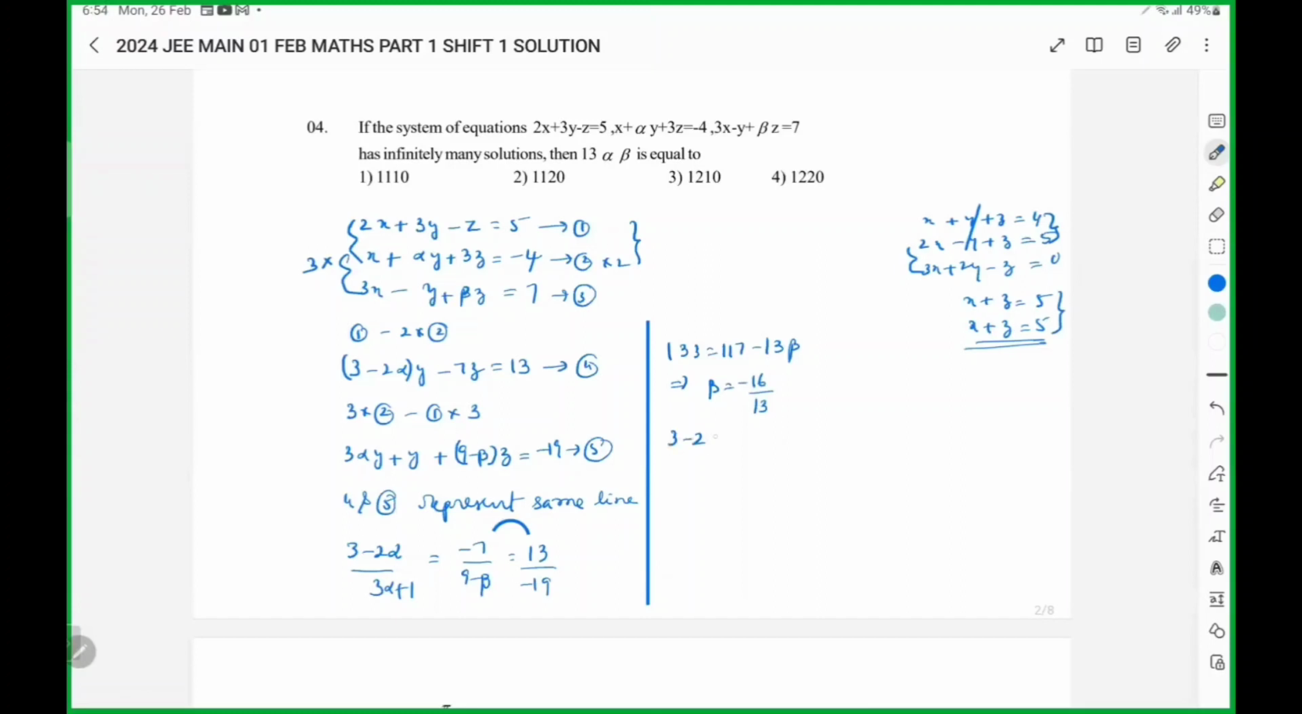So 3 minus 2 alpha into, considering these two, minus 19 is 3 alpha plus 1. 38 alpha is equal to 39 alpha plus 13. Alpha equal to minus 70. So what he is asking, 13 alpha beta, alpha is minus 70, minus 16 by 13, 1120, second option.